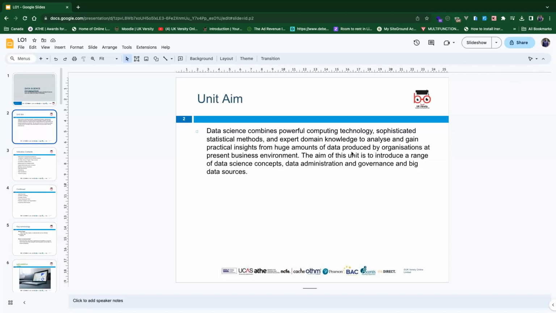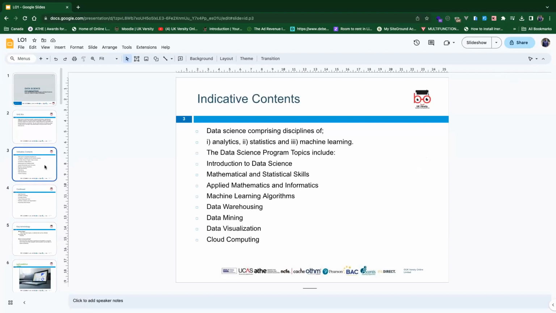You might be wondering what the aim of this unit is. The aim of this unit is to introduce a range of data science concepts, data administration and governance, and big data sources. So this is the unit content. This is what we'll basically be looking at for this unit.